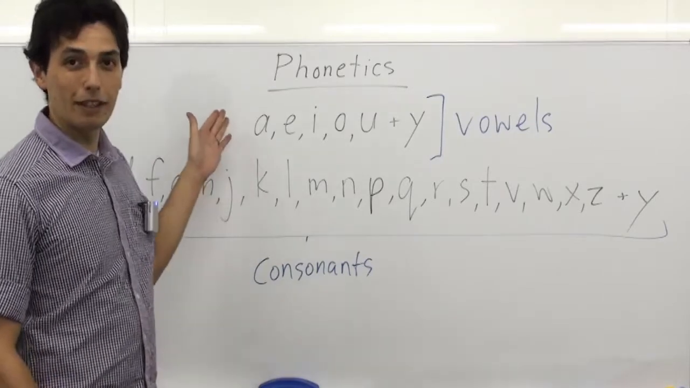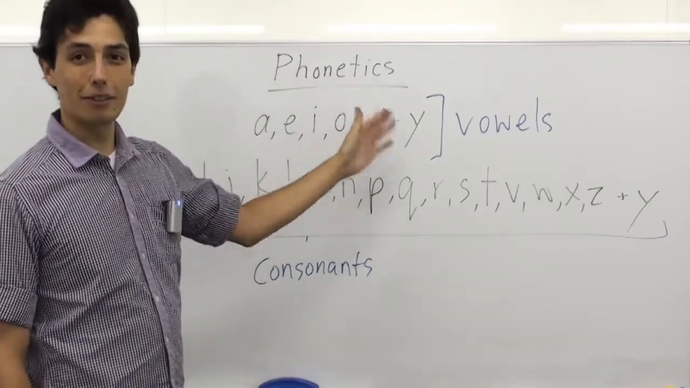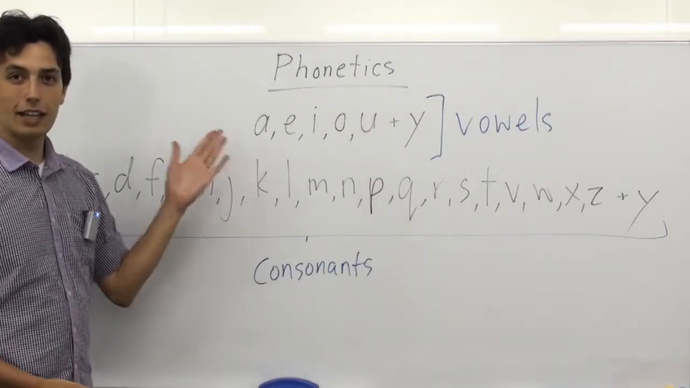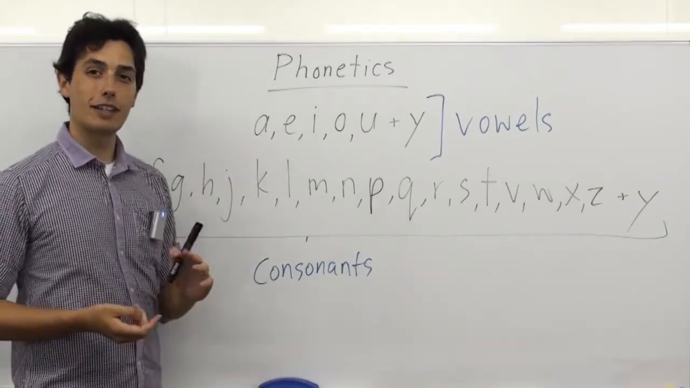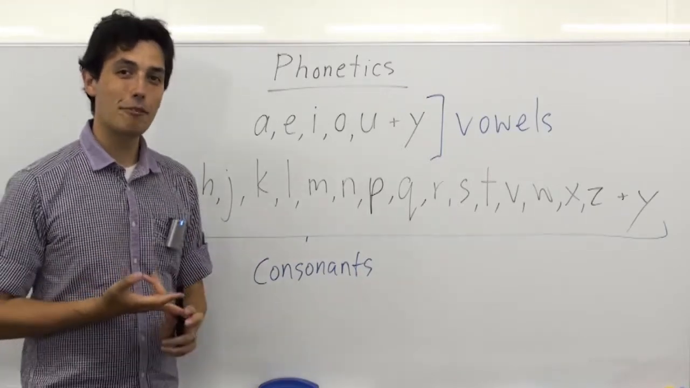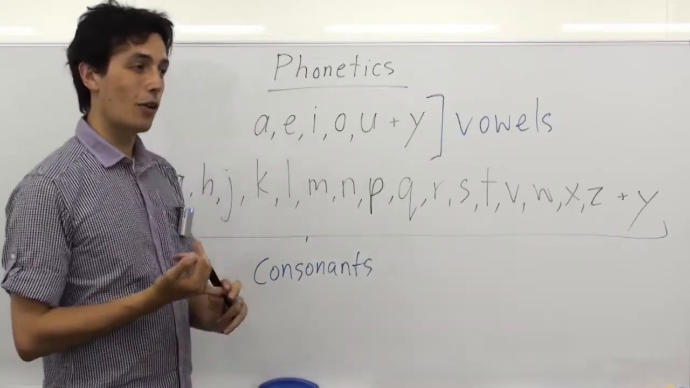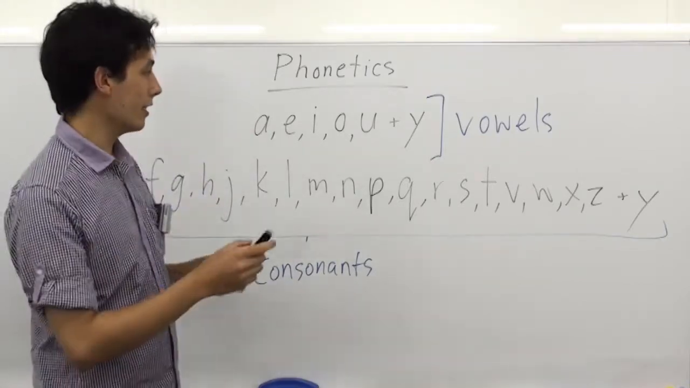So, first we have the vowels. We've got A, E, I, O, U, and sometimes Y. Each of these has more than one sound. For A, we have the A in father, the A in apple, the A in paper, and the O in all or walk or tall or something like that.